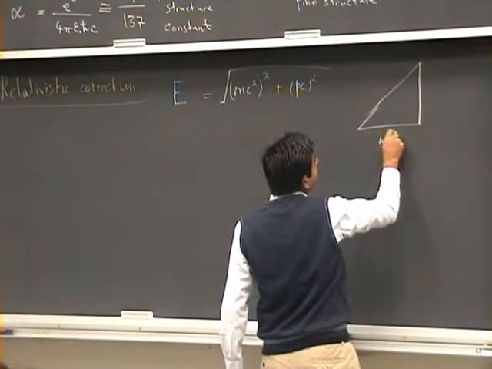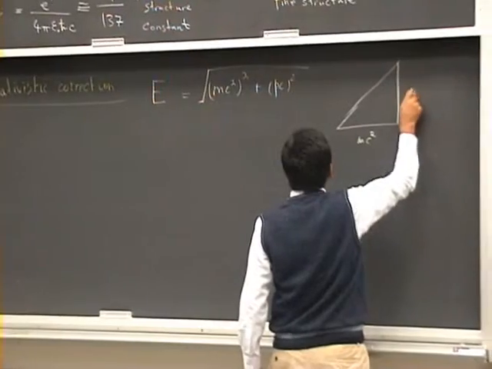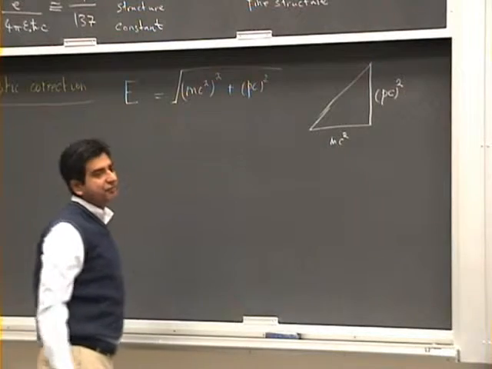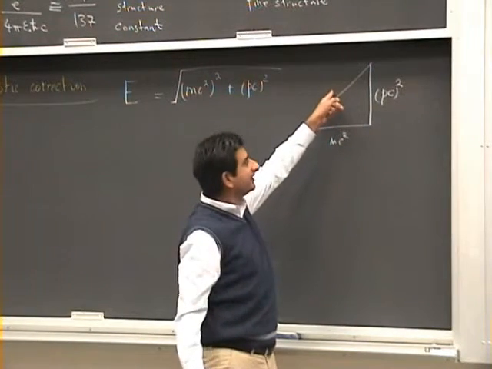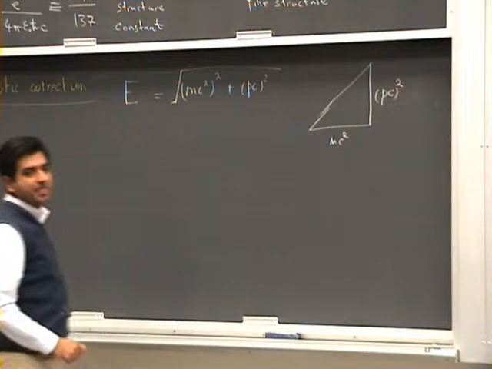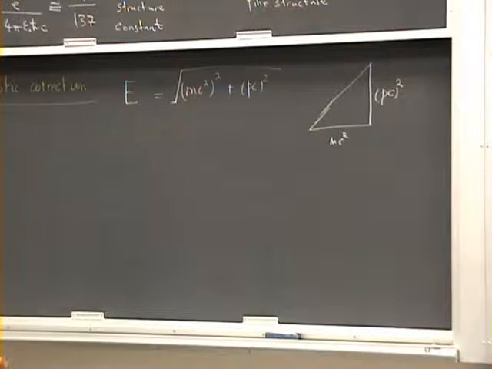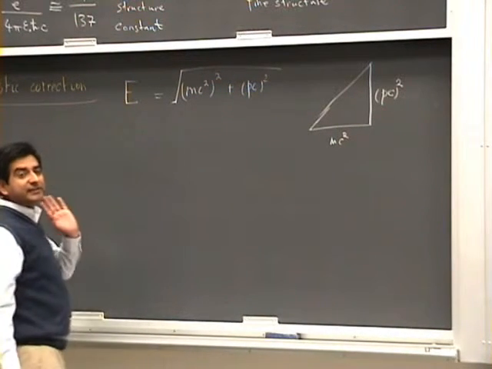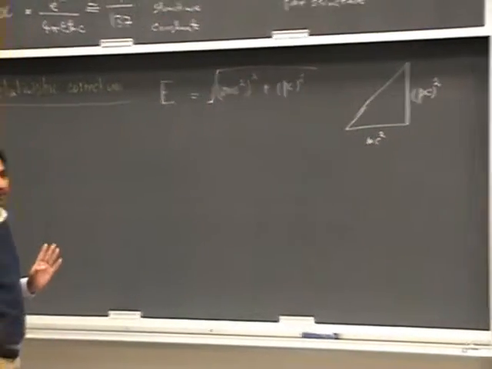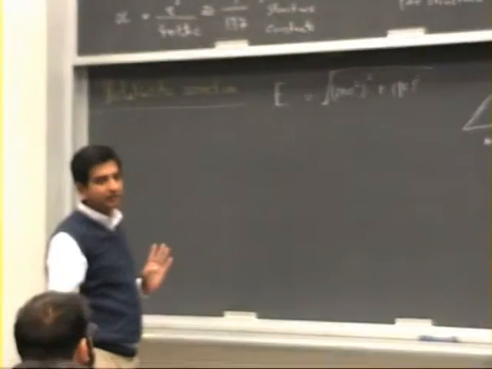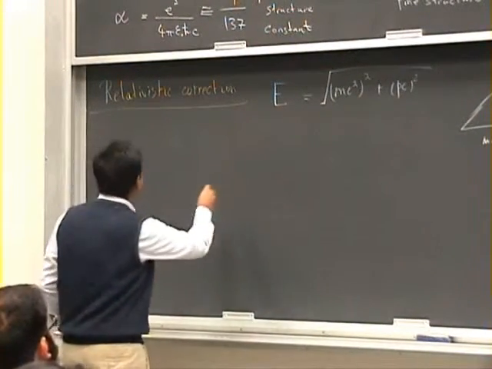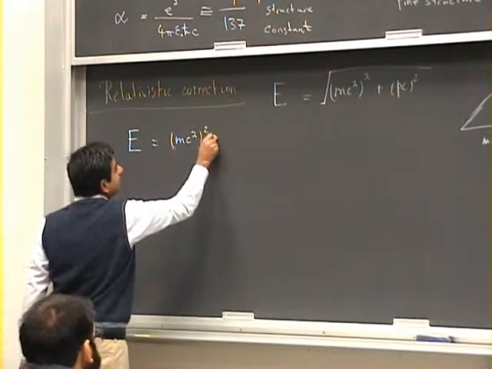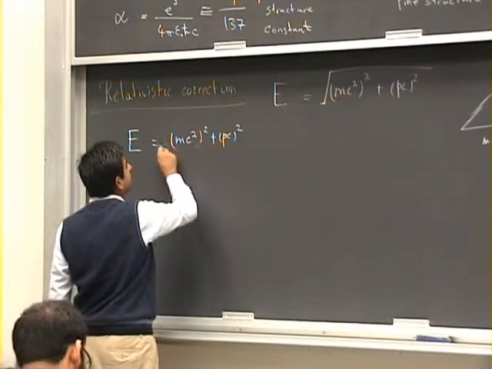This is mc squared, the rest mass energy, and this is pc, the energy from the relativistic momentum, and this is the total energy. It's just the length of this hypotenuse. Alright. Now, if I look at this expression, so far relativistic effects have been ignored in deriving the atomic energies. Now, if you look at this energy value, it's really the square root of m squared c to the fourth plus pc whole squared.